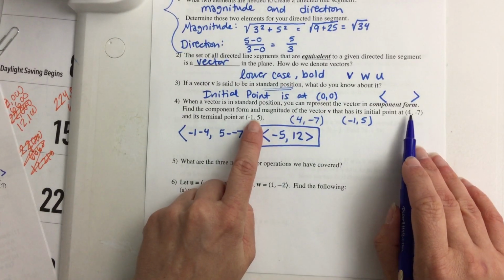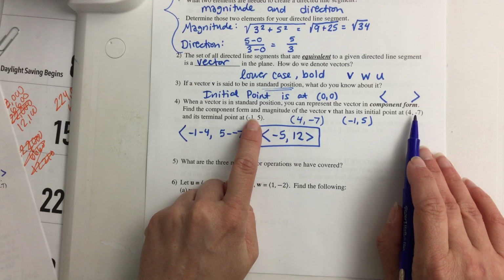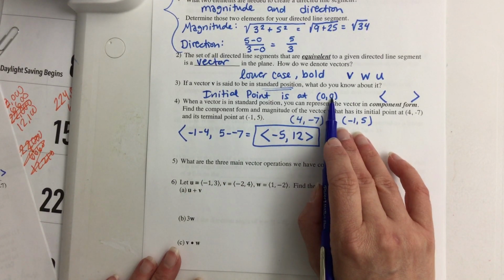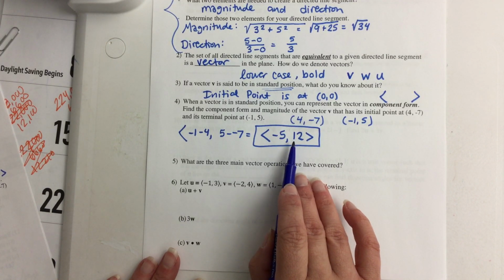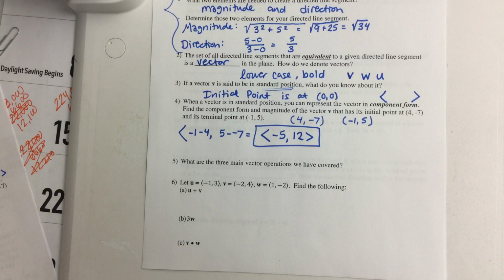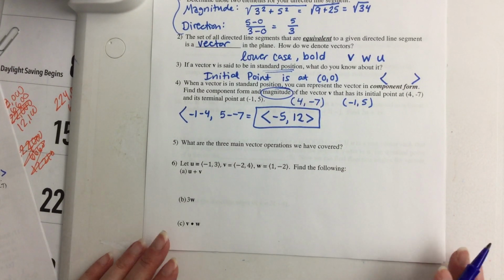So if I took this directed line segment and moved it so that the initial point was at 0, 0, the terminal point would fall at -5, 12. Then those two directed line segments would have the same length and the same direction. That's what that means. Okay, now if I want to find the magnitude, they taught us a shortcut.